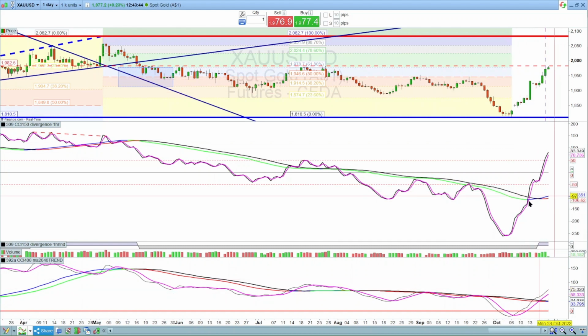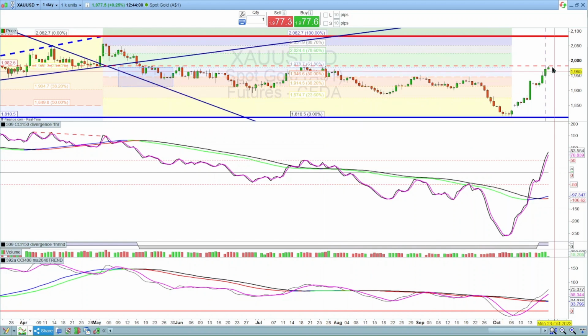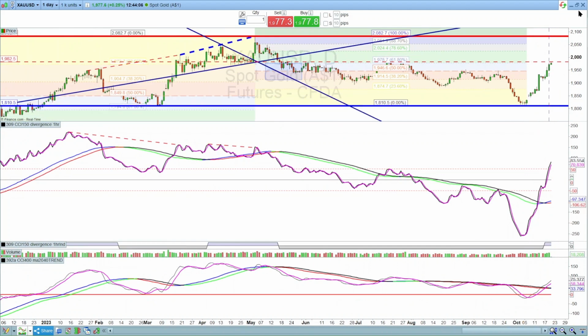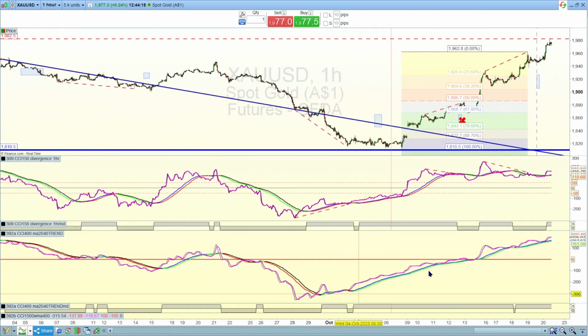You'll see the CCI 150 is broken up, and the CCI 400, which is our major trend indicator, is starting to break up as well. So for this to break up fully, we'll see it break above the 61%, which is again a key area to look out for in Fibonacci's. Alternatively, it can bounce from there, in which case we'll see a bit of a retrace to the downside. But weekly is bullish, and daily is breaking up into a bullish mode as well, especially if it breaks above that 61%. On the hourly, you can see there on our 400 trend indicator, it's still moving quite bullishly.